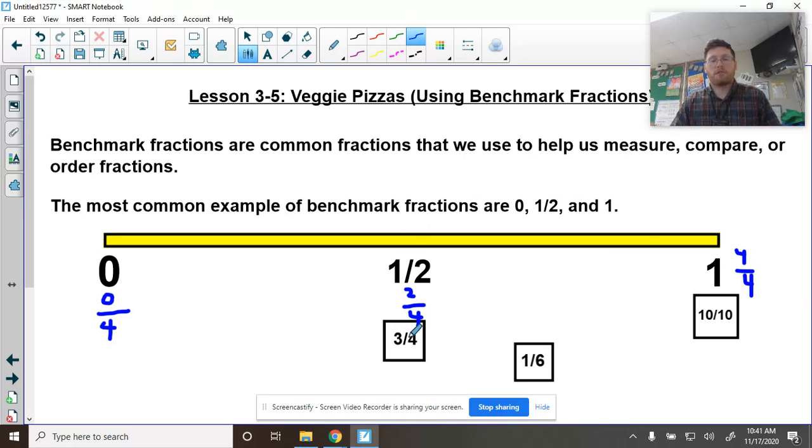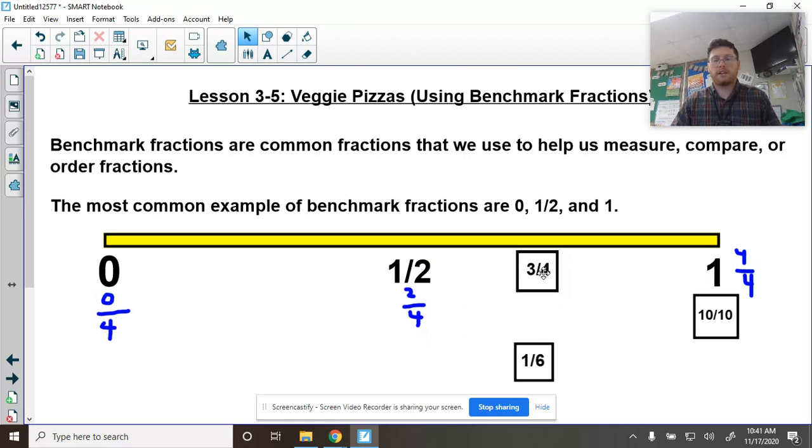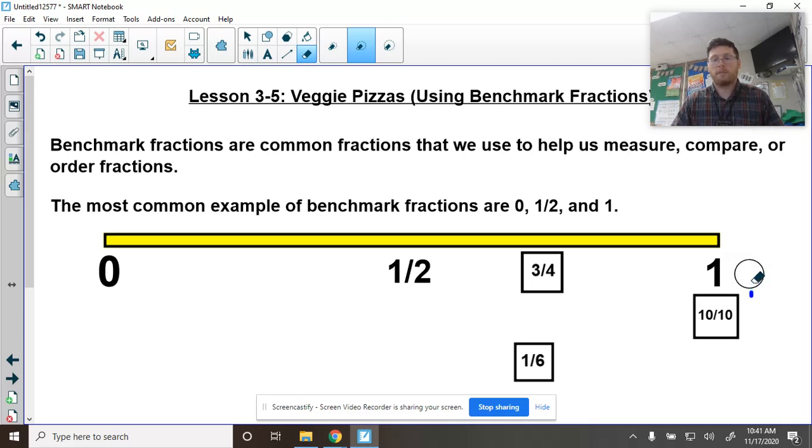Now, where would 3 fourths lie? 0 fourths, this is going to be 1 fourth, 2 fourths, 3 fourths will be right here. So I can realistically put my fraction here. Perfect. All right. Because it's not quite 4 fourths yet, and it's over 2 fourths. So I kind of put it in the middle between those two.